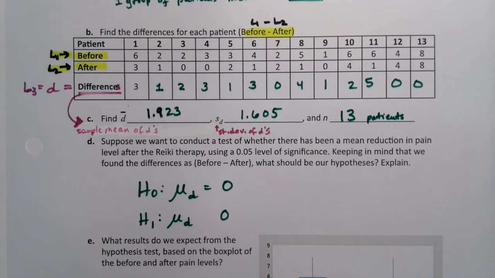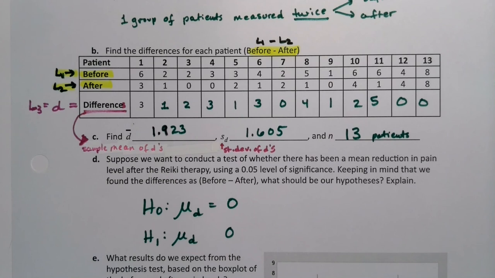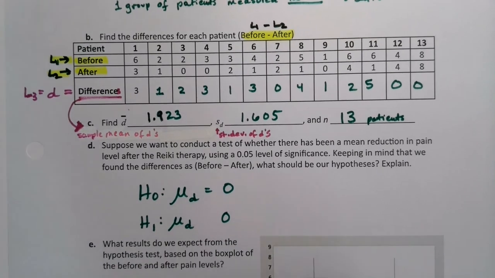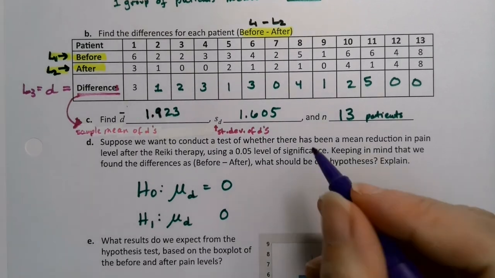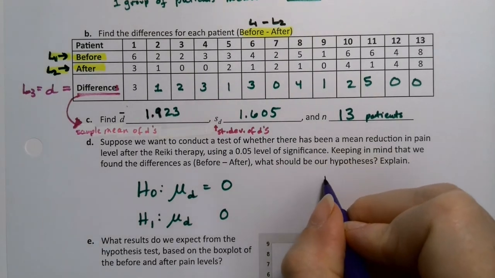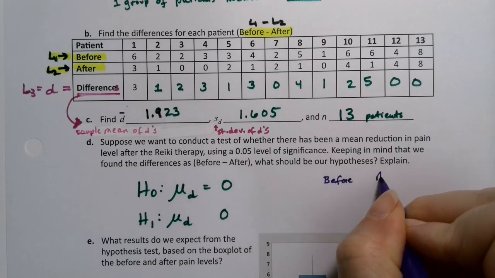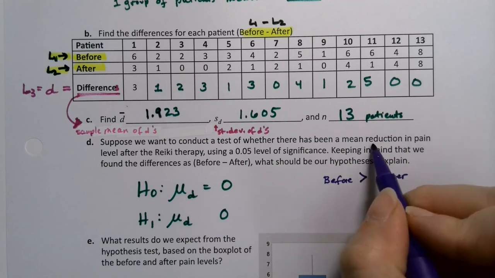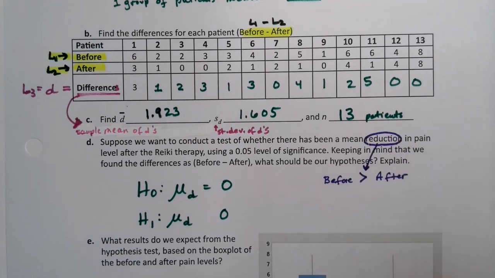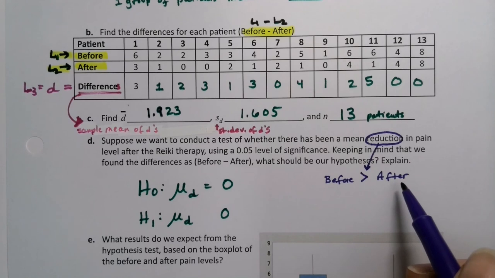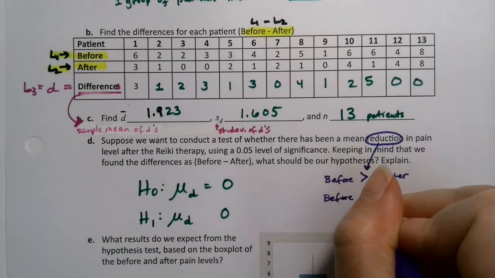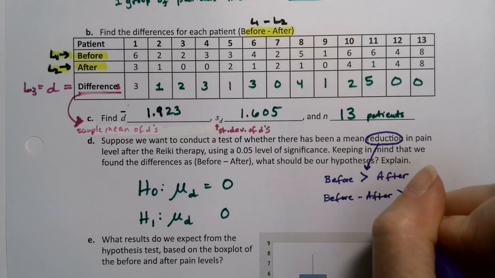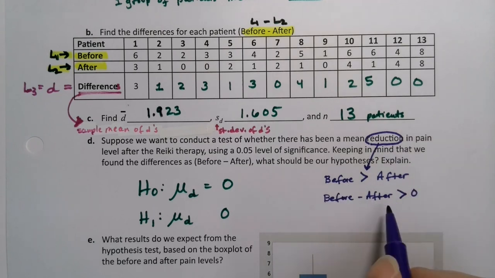Well, we know it's not equal to because they're talking about a reduction in pain level, right? So is there a significant reduction in pain? Let me write it with the other way to think about this. If I want before to be greater than after, right? That's a reduction in pain. It was greater before than it was after. So the differences we did were before minus after. So if I took before minus after, that would be greater than 0, right? Because if I subtract after from both sides, that would be this.